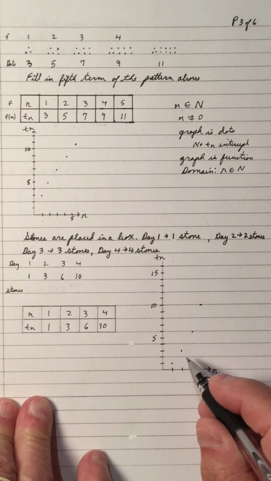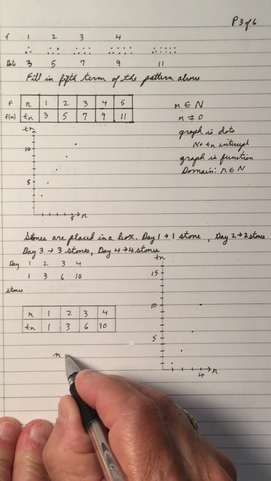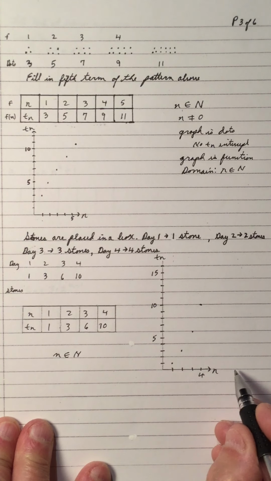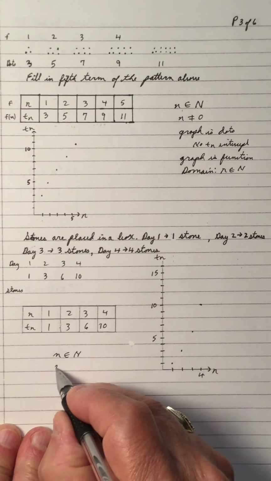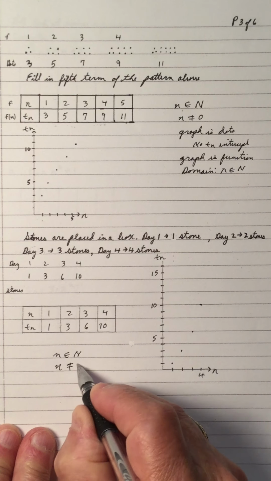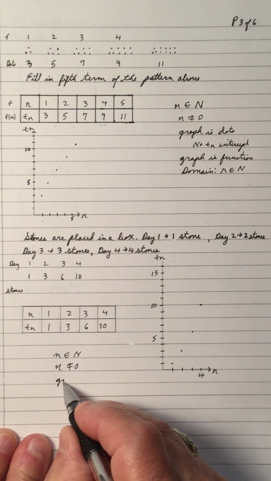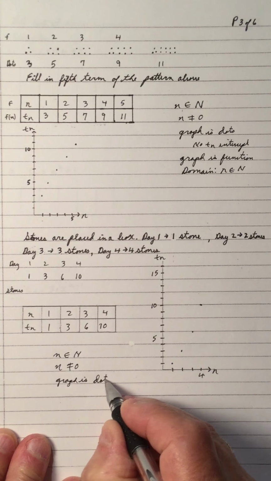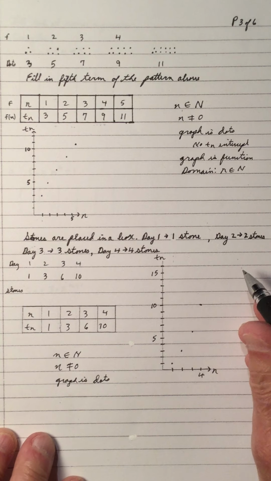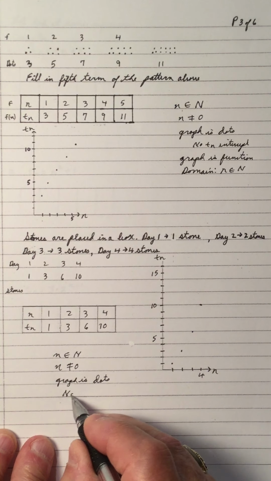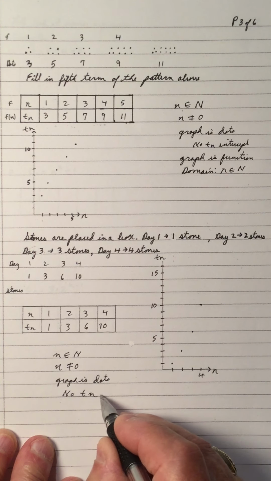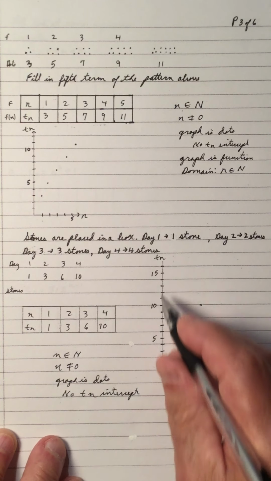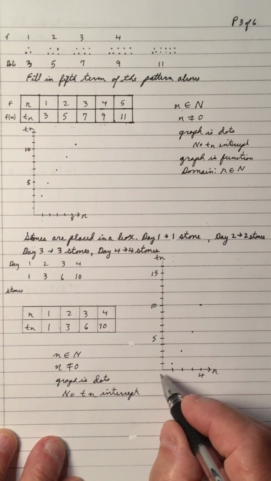And again, it's Tn, n belongs to the natural numbers because it's 1, 2, 3, 4, etc. And notice that n is not equal to 0. And the graph is dots. In other words, we can't shade it in. And there's no Tn intercept. Or we could look at it in terms of x and y. There's no y-intercept because n is not 0.